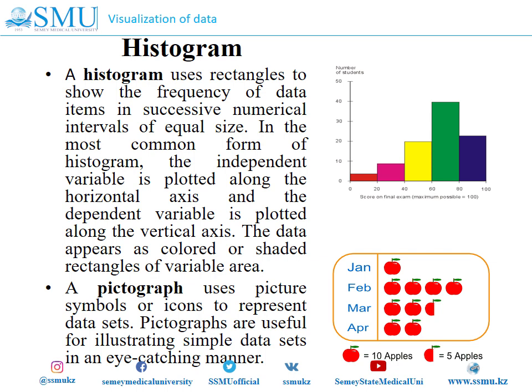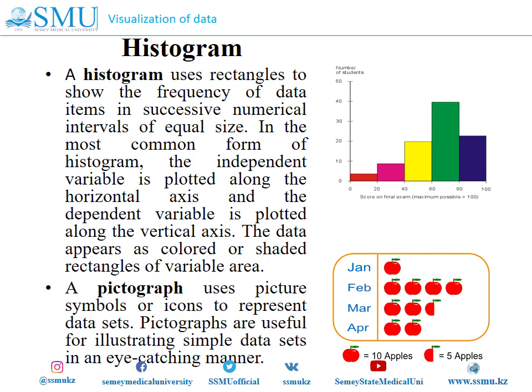Histogram. A histogram uses rectangles to show the frequency of data items in successive numerical intervals of equal size. In the most common form of histogram, the independent variable is plotted along the horizontal axis and the dependent variable is plotted along the vertical axis. The data appears as colored or shaded rectangles of variable area.